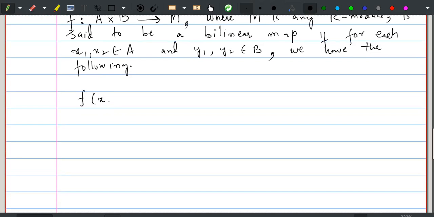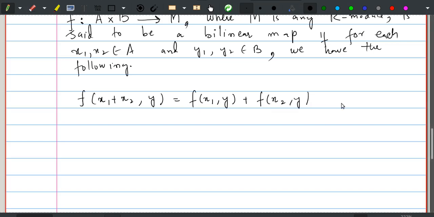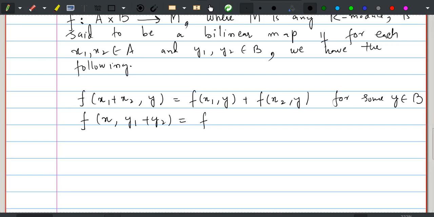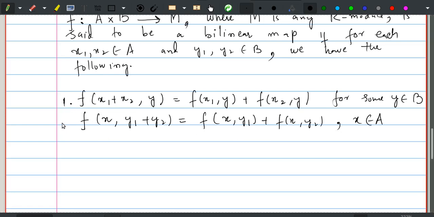f of x1 plus x2, y is actually f of x1 y plus f of x2 y. So this is true for all y in B. Similarly, f of x, y1 plus y2 is f of x y1 plus f of x y2. Here x is in A. So this is the first condition, this is the second.